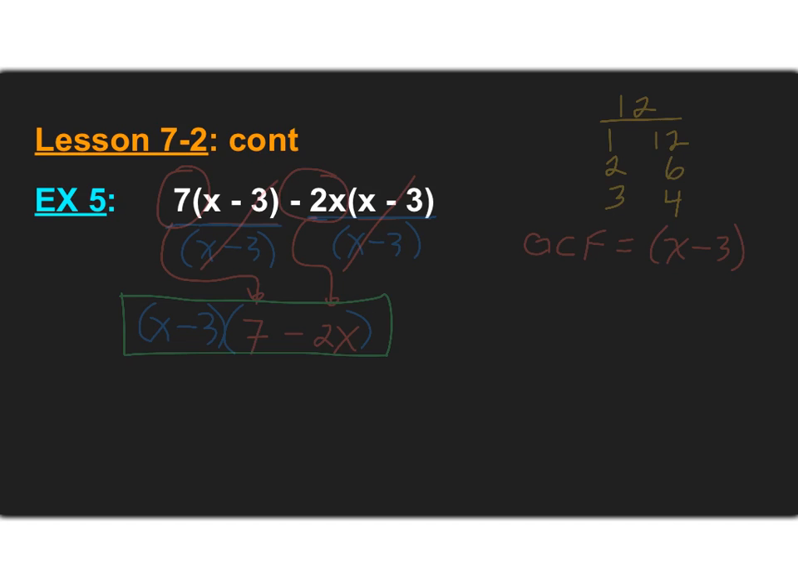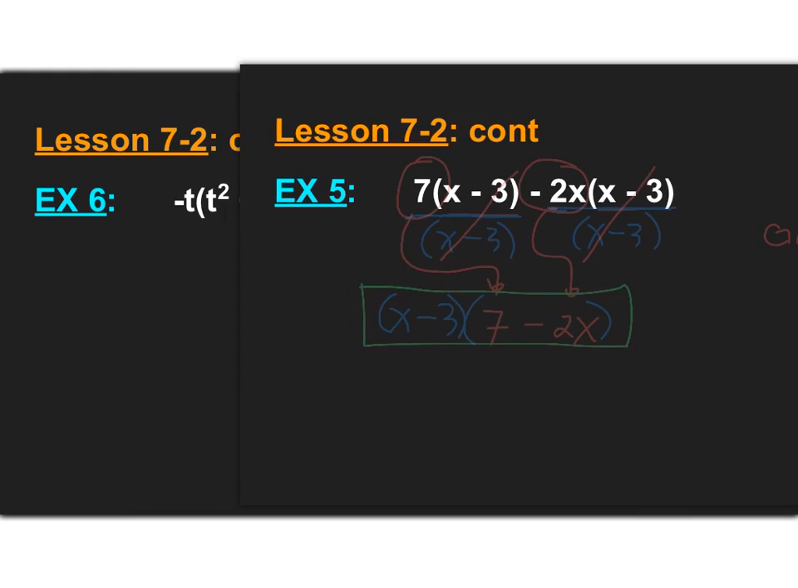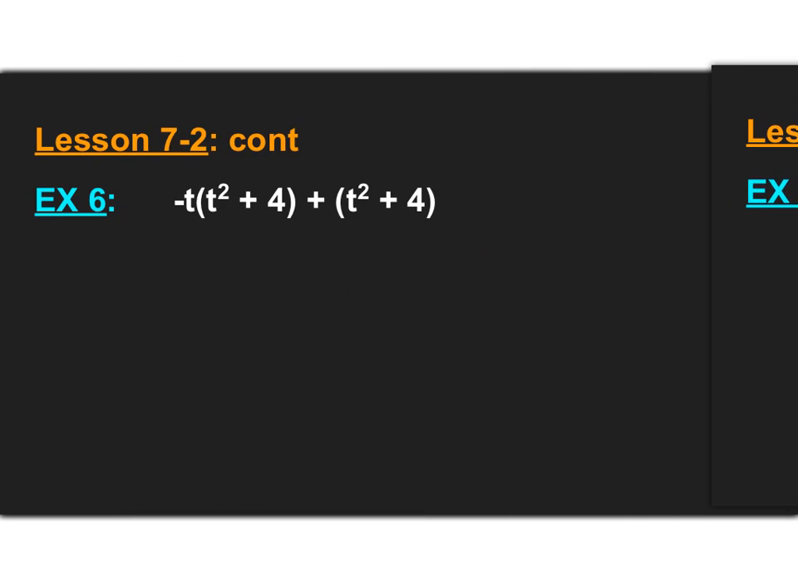Let's go to example 6. Okay, so on example 6, we have the same thing. See, what's in parentheses is identical. So whatever's in parentheses, if they are identical, then they are common to both of them, and you can factor them out. So we're going to do the same thing that we just did. Our GCF is equal to the t squared plus 4.